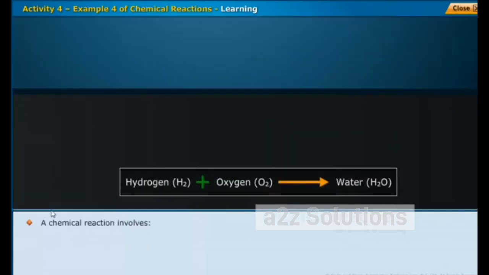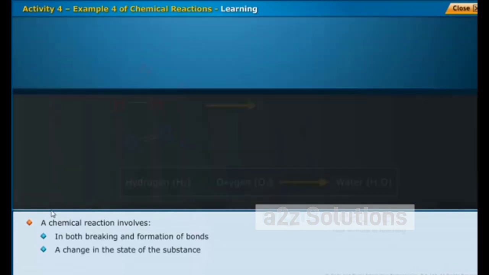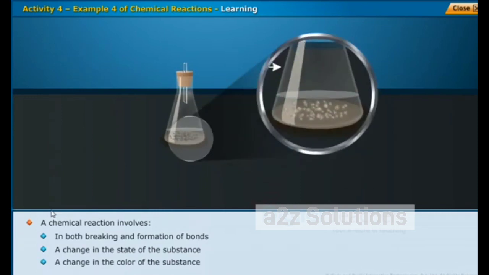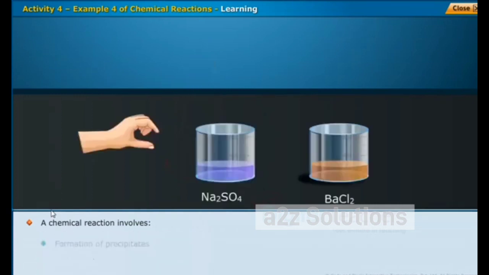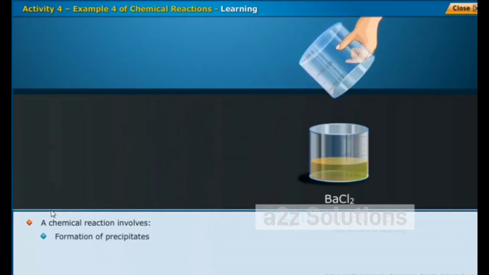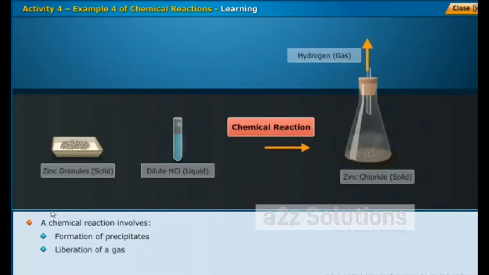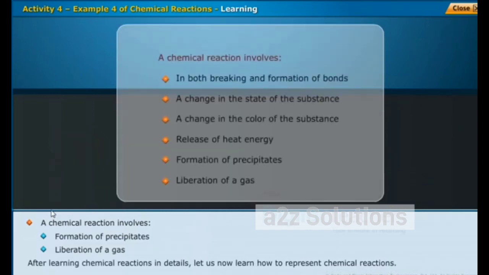A chemical reaction involves both breaking and formation of bonds, a change in the state of the substance, a change in the color of the substance, release of heat energy, formation of precipitates, liberation of a gas. After learning chemical reactions in detail, let us now learn how to represent chemical reactions.